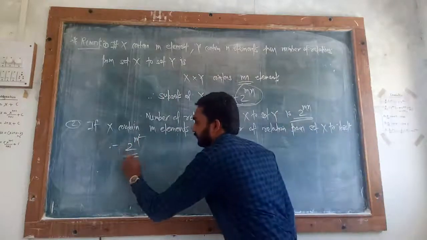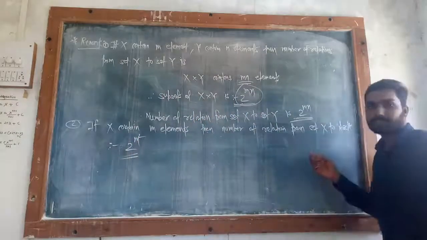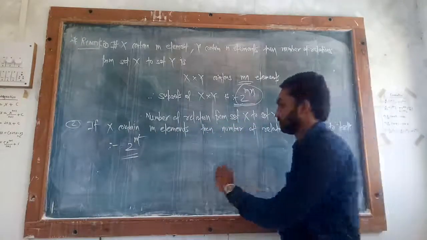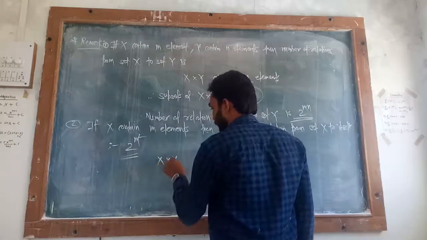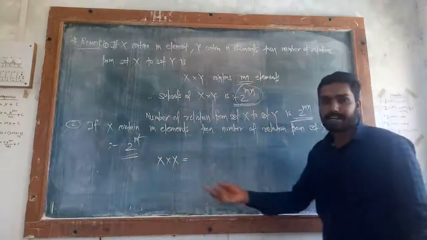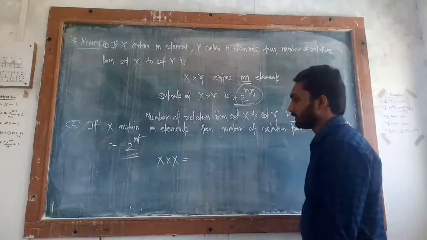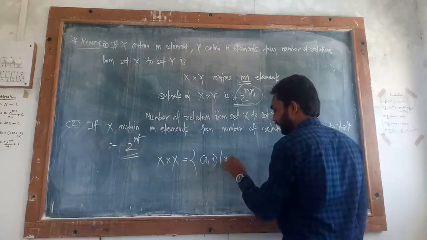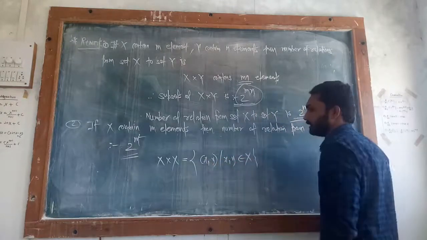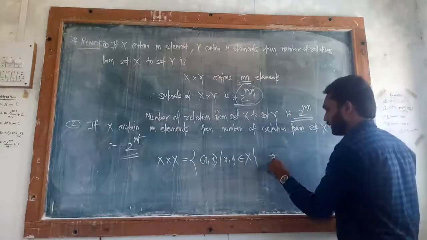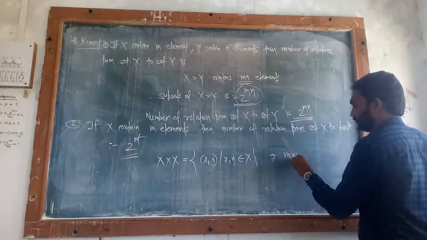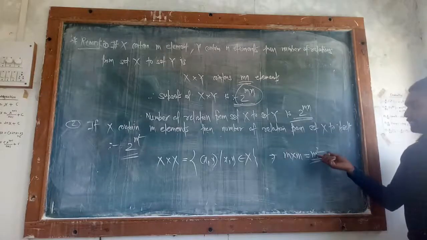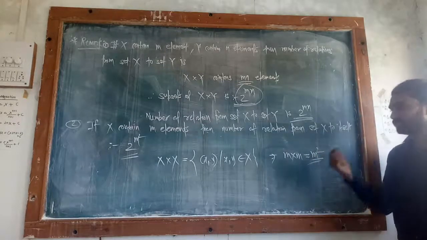How many relations from the set X to itself? That is 2 raised to m square. How does this come? Because set X contains m elements, then the Cartesian product X cross X is the collection of all ordered pairs (x, y) such that x and y are members of X, right? So how many elements are in X cross X? That is m cross m, that is m square elements.